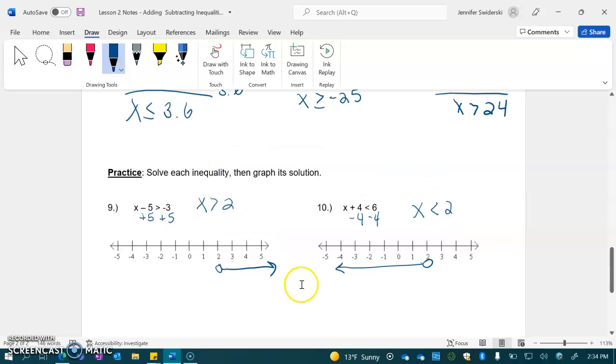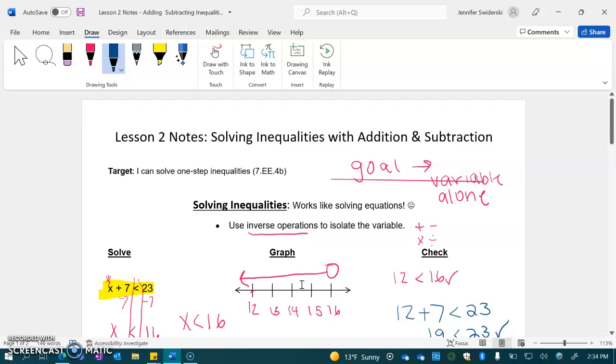All right, so these are solving inequalities with addition and subtraction. Your homework tonight is the lesson 2 homework, and there are some IXLs on the team calendar for you to do as well.